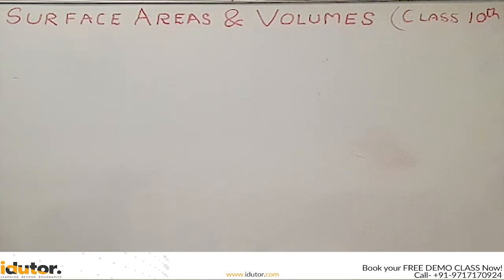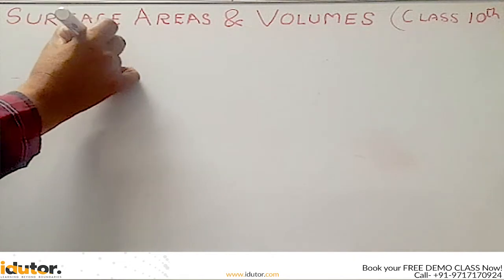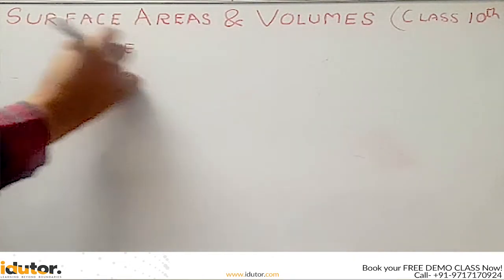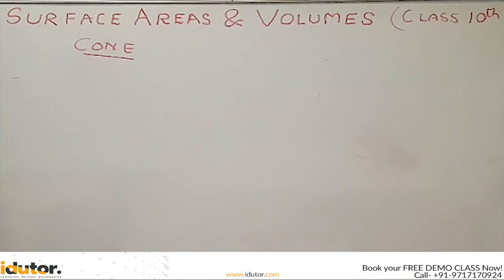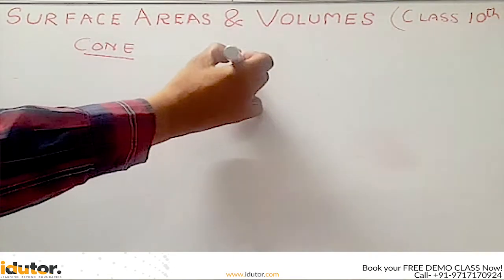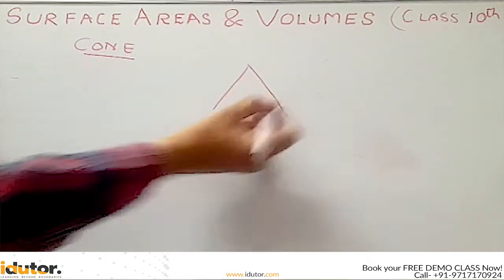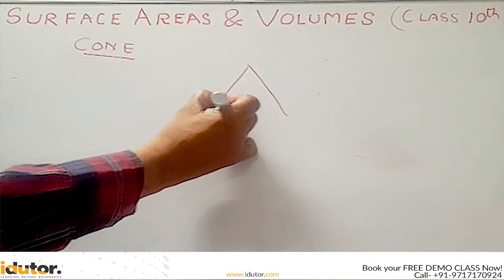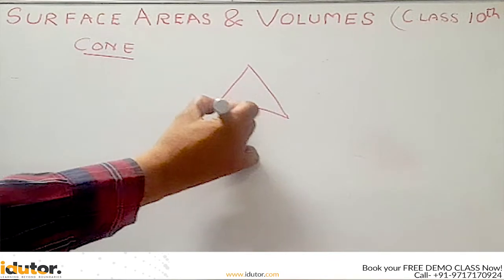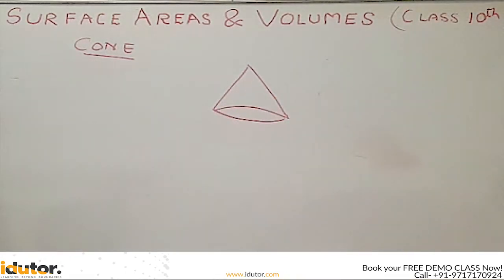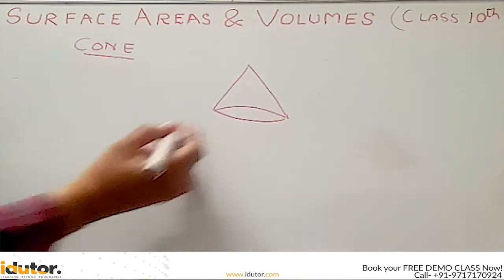Now the next topic is regarding cone. Now cone means you must be knowing about the Joker cap, which is in the form of cone, or you can say a tent also. You might have seen the canvas tent under which some people live. So this is a kind of cone.